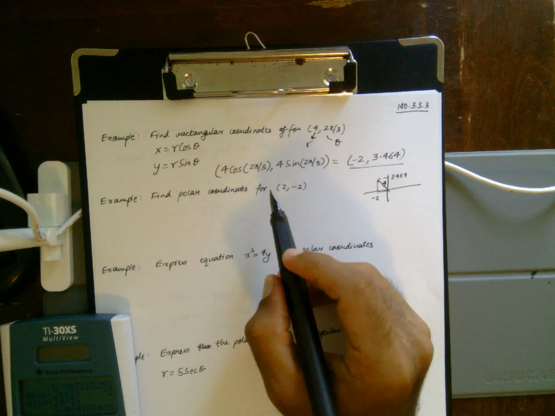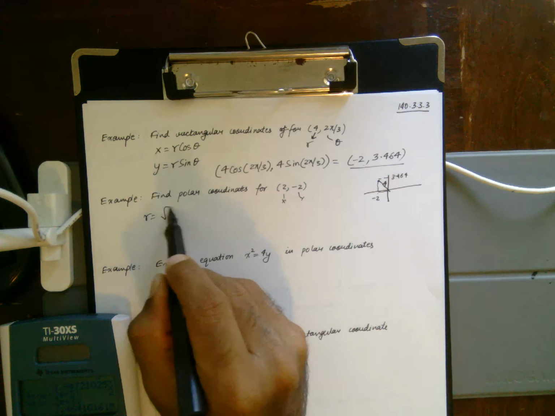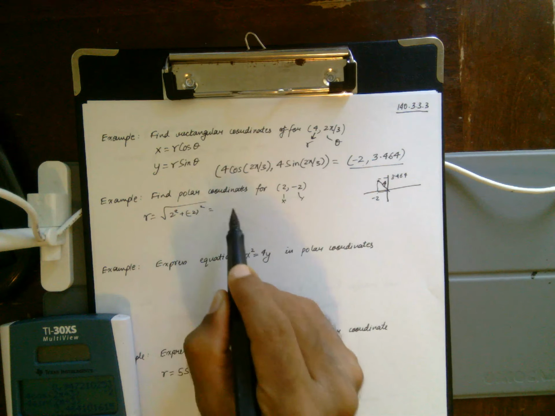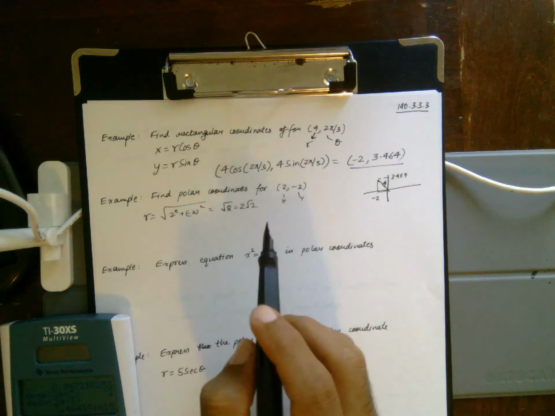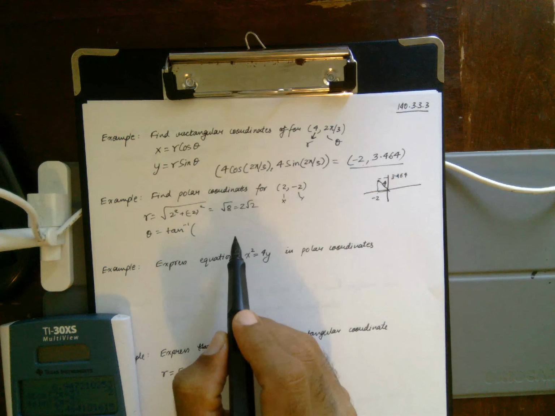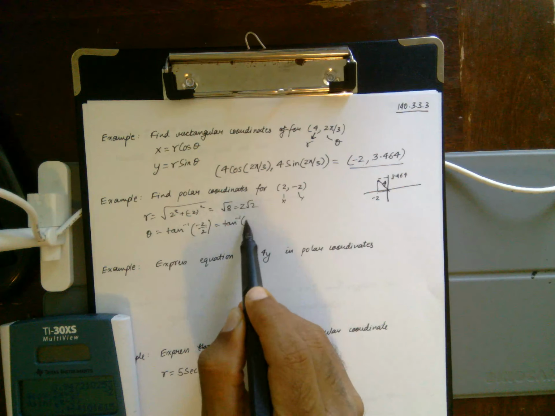Find the polar coordinates for when this is x and y. So r is going to be the square root of 2 squared plus negative 2 squared, which is the square root of 8 or 2 square root 2. And theta is going to be tan inverse of y over x, tan inverse of negative 1.